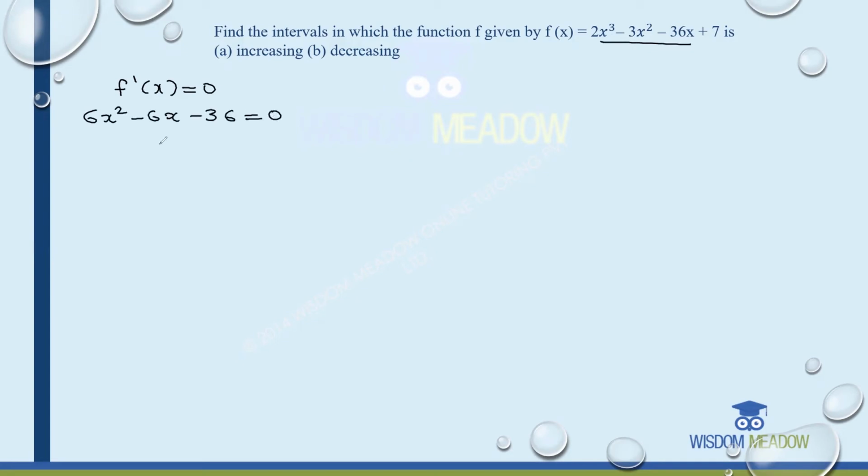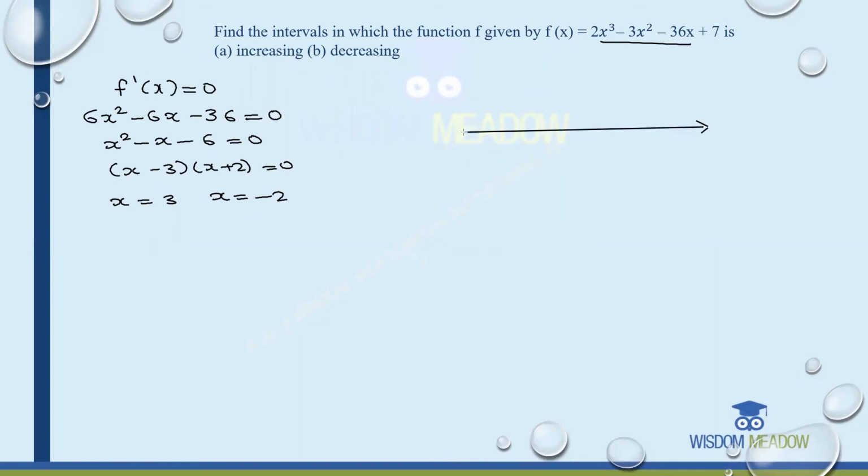Now you have to solve for x. So you could divide by 6. So x squared minus x minus 6 equal to 0. Splitting the middle term, you get x minus 3 into x plus 2 equal to 0. So x is equal to 3 and x is equal to minus 2. So over here, now you can draw the number line and arrange the numbers as per the number line. So minus infinity, infinity, minus 2, 3.